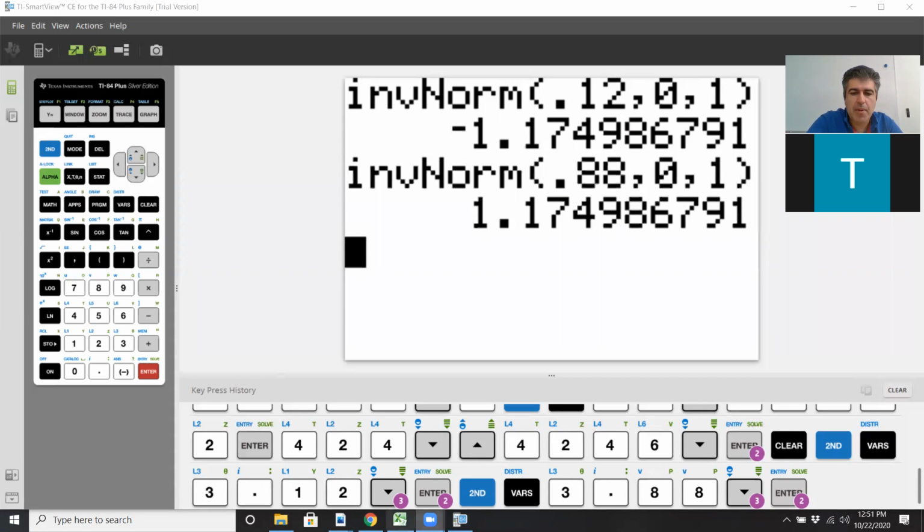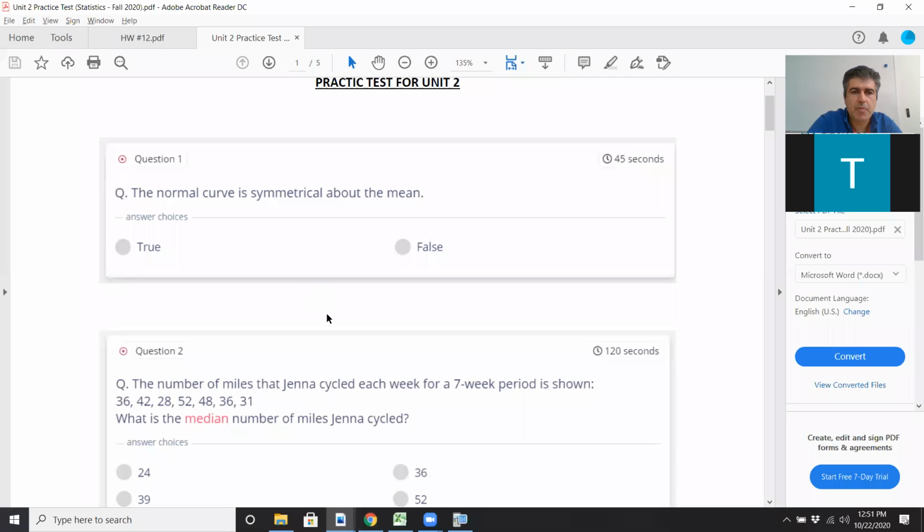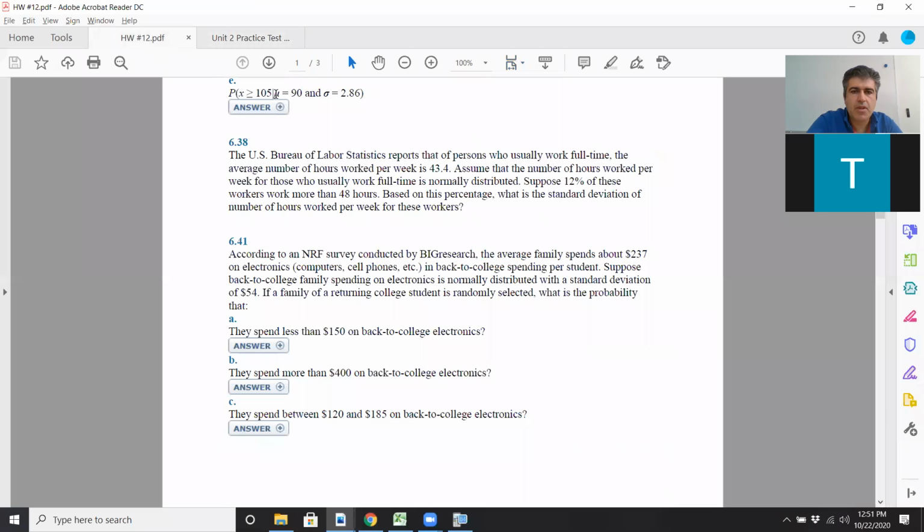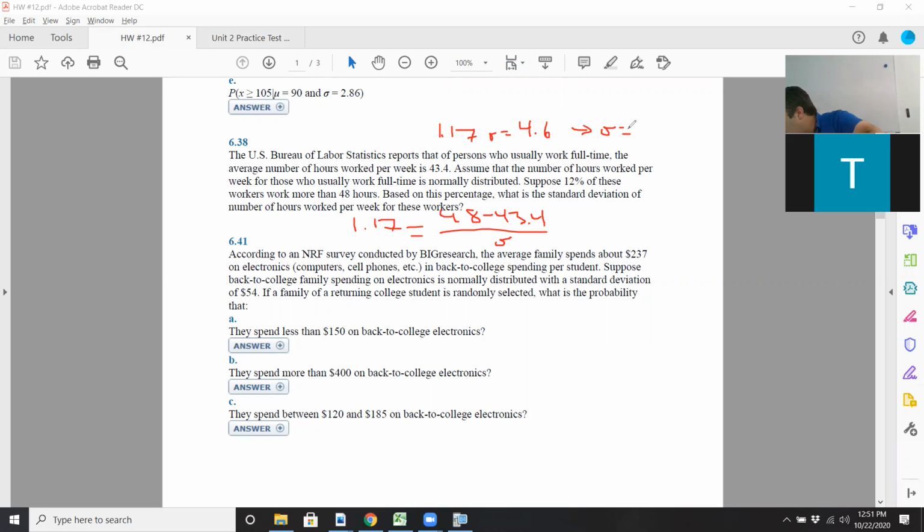The 1.17, so let me go back to the problem again. So 1.17 is my z-score. Remember, you're going to be off to the right, so it's a positive z-score to the right of the mean. So 48 minus 43.4, and now you solve for sigma. If you do your algebra correctly, you should get 1.17 sigma equals 4.6. And if I solve for standard deviation, I'll need a calculator to do that.